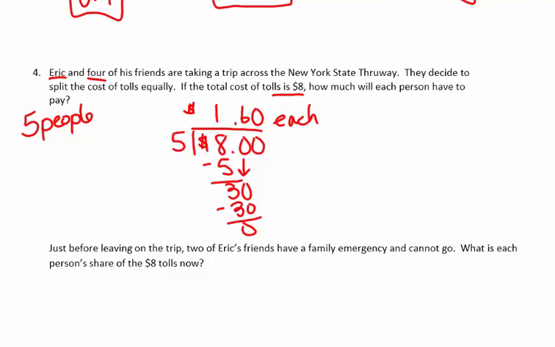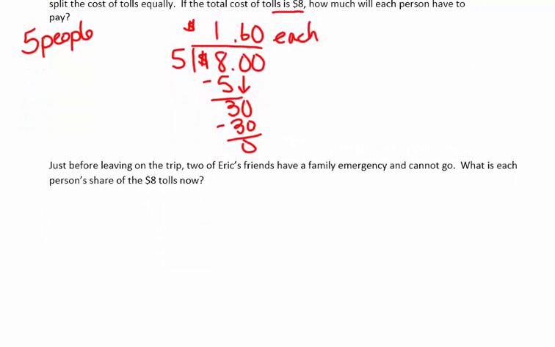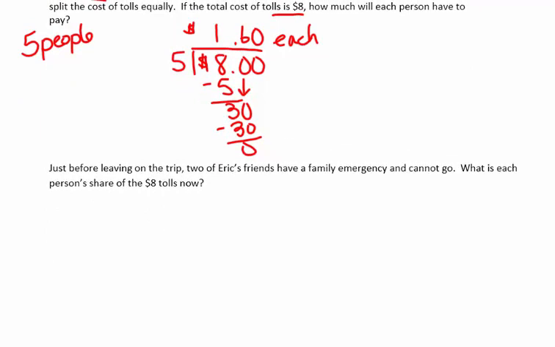The second part, just before leaving the trip, 2 of his friends have emergencies, cannot go. What is this person's share of the $8 now? I'd like you to try that one, bring it to class. There's less people now, so the cost should be more. Keep that in mind.